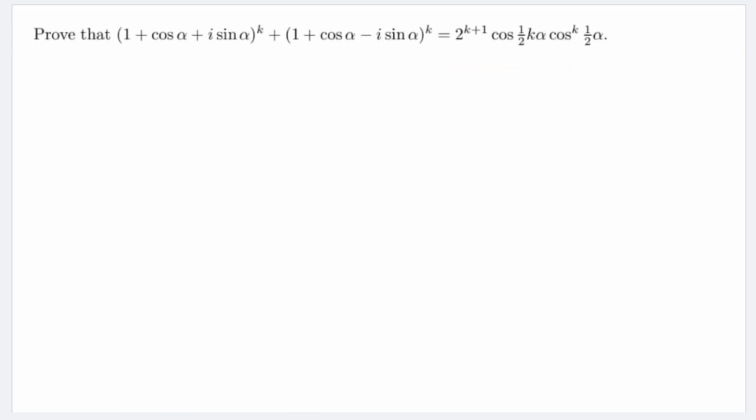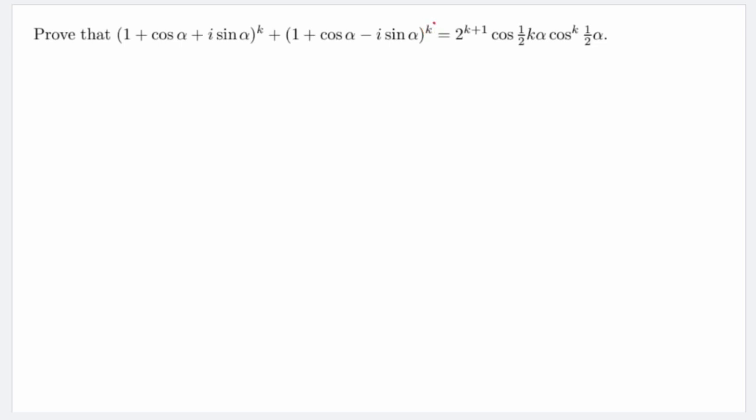And if you're not sure where to start for this kind of question, you should always try to look for the hints within the question. In this case, we can observe that over here, we have 1 plus cos alpha plus i sine alpha to the power of k. And over here, we have a similar form, but instead we have a minus i sine alpha with the same power of k as well.